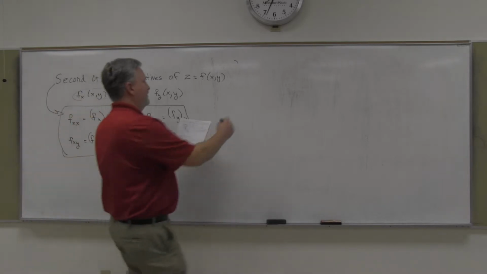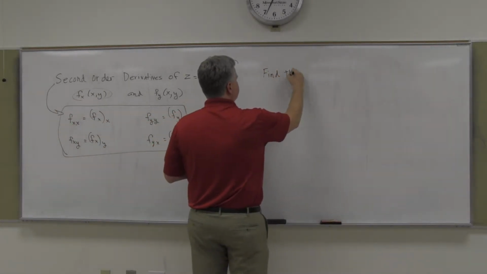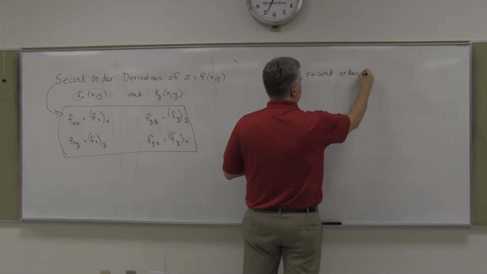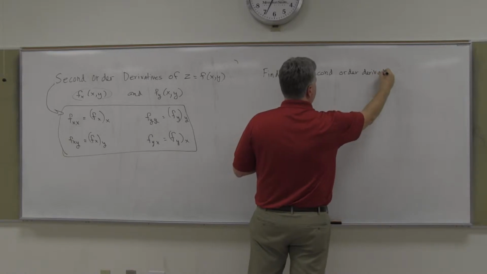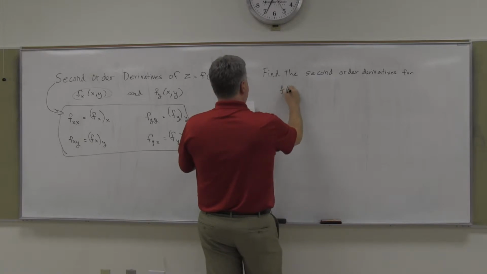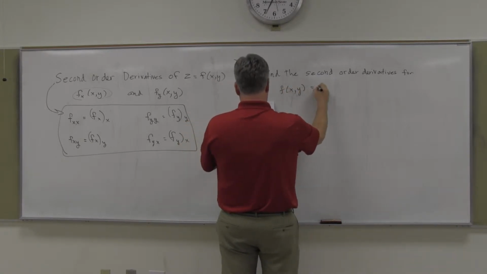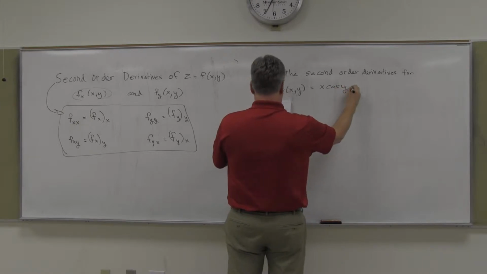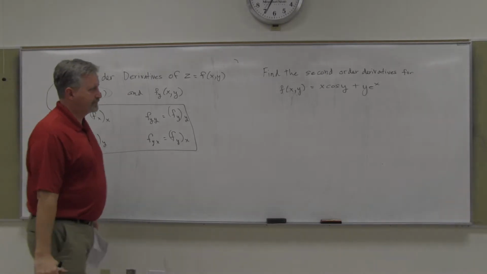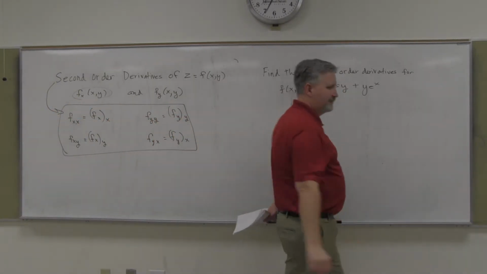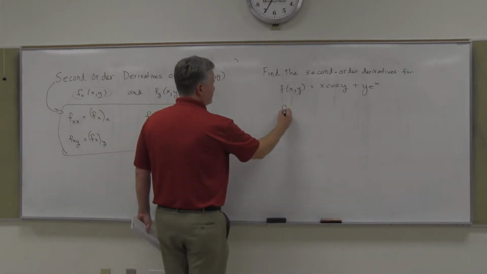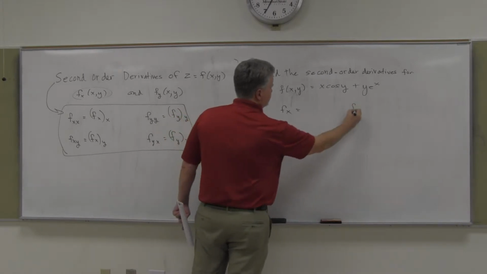All right, so let's find the second order derivatives for f of x, y equals x cosine y plus y e to the x. Of course, to do the second order, as before, you need the first order, so that's where you start: the partial of f with respect to x, and then the partial of f with respect to y.